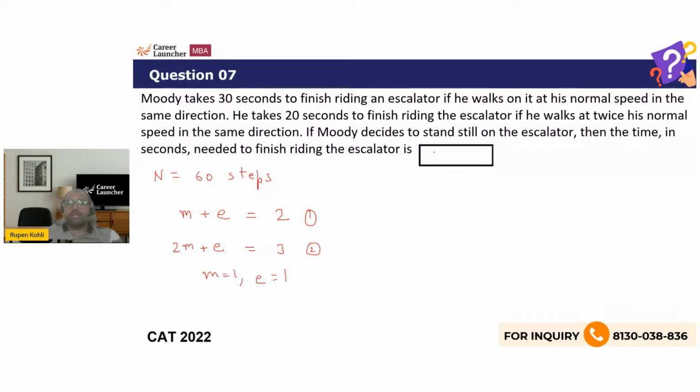Now if Moody decides to stand still, meaning his own speed becomes zero, he says I won't walk, brother, escalator, you carry me, then his effective speed will only be that of the escalator, which is 1 step per second, and the steps are 60. So how much time will it take? 60 seconds, that's all. Simple. Question 22, right? I would call it a very easy question if you know the basics.